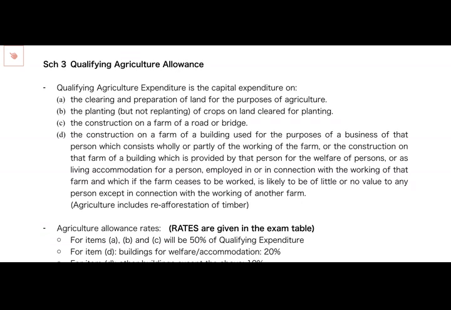That's why the typical qualifying agriculture expenditure will be things like this. Number one, A, clearing the land. And you've told me that. Now, planting of crops. And guys, take note of the word planting, in the bracket they say what? Planting in the bracket, but not replanting. The tree is not there forever, you know.